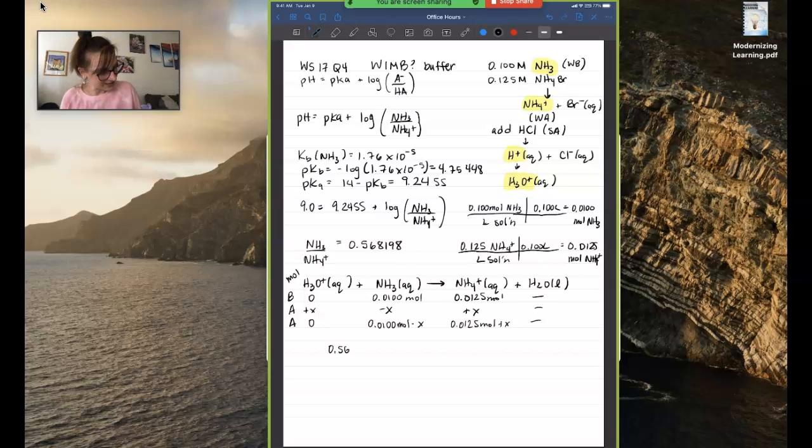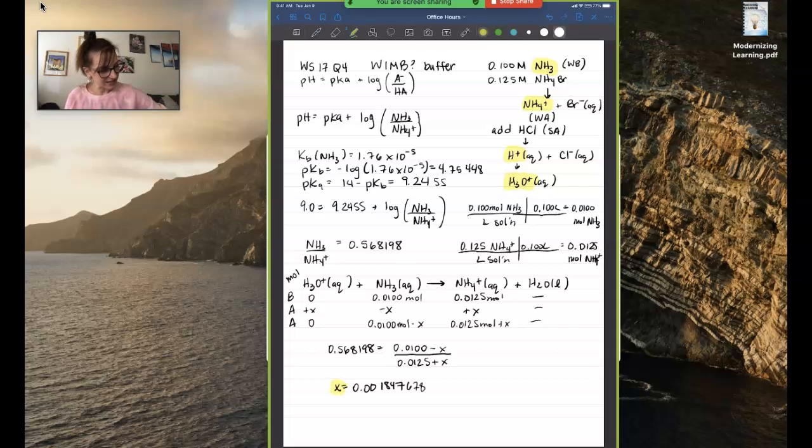So 0.568198 is equal to, remember, base over acid. A lot of times students will get to this step and they'll accidentally invert them. So just be careful that you always ask yourself, okay, what does the ratio look like? Base over acid. And from here, we can solve for x. When you do the algebra, the x you should get here is 0.001847678. I always like to keep a lot of digits just so I don't have any rounding error.